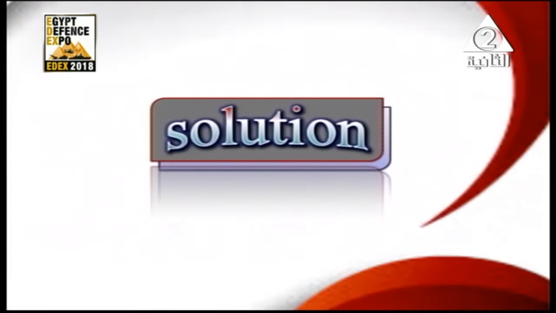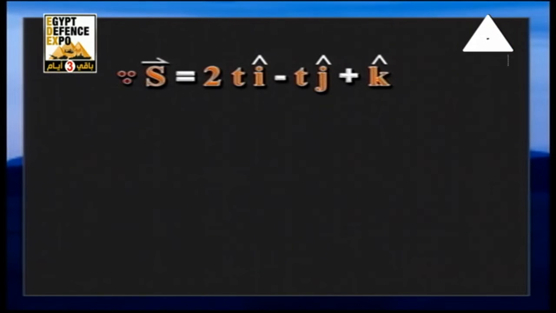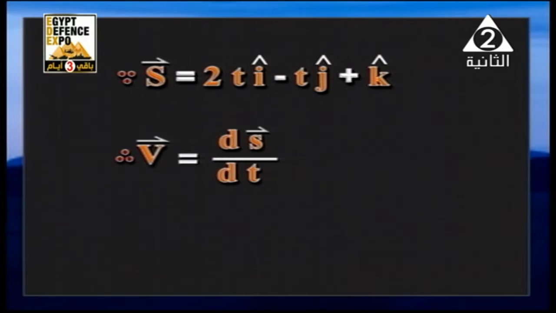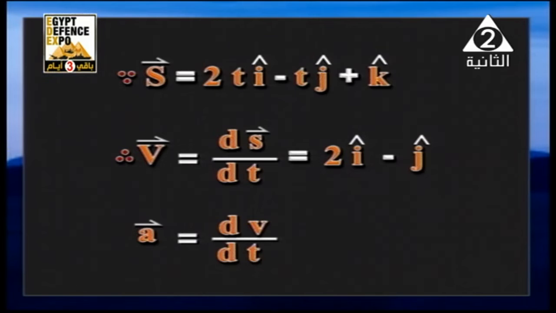Solution. Since, my dear student, displacement s equals 2t i minus t j plus k. What is the velocity? We find it by differentiating displacement with respect to time: v equals ds over dt equals 2i minus j. Acceleration equals dv over dt equals what?